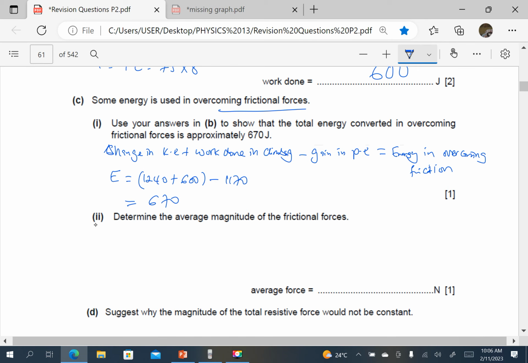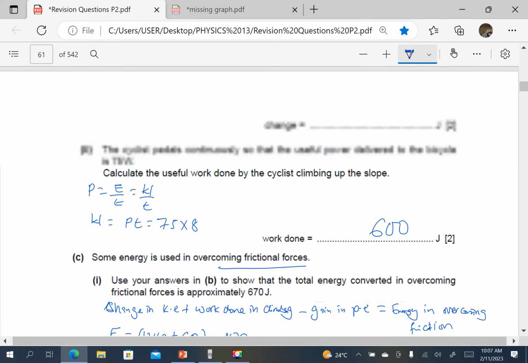Determine the average magnitude of the frictional force. Since we have the work done against the friction force, the frictional force is simply going to be equal to the work done divided by the time taken. So the work done is 670 and the time taken is, what was the time taken?